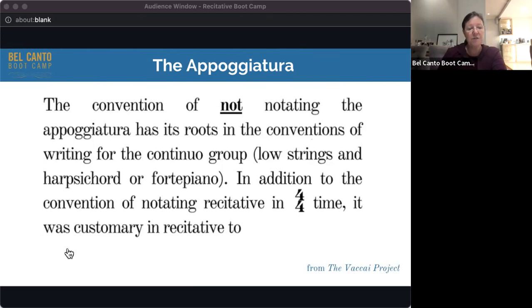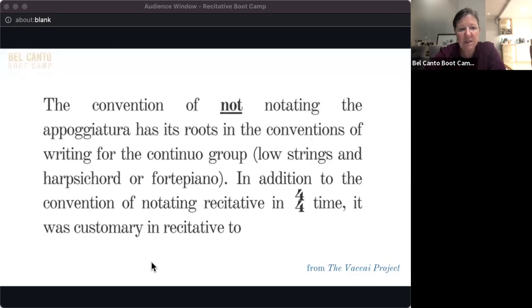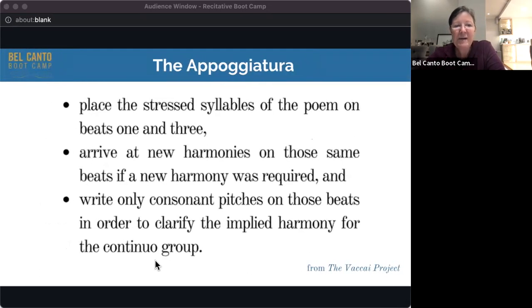In addition to the convention of notating recitative in 4/4 time, it was customary in the recitative to, one, place the stressed syllables of the poem on beats 1 and 3. That is, a word that has that blue line under it, that syllable is going to come on 1 or 3. The new harmonies will arrive at that same time if there was a new harmony required. And they wrote only those consonant pitches on those beats so that the continuo group would not be confused.